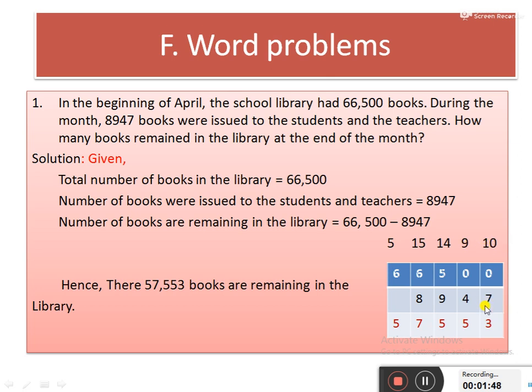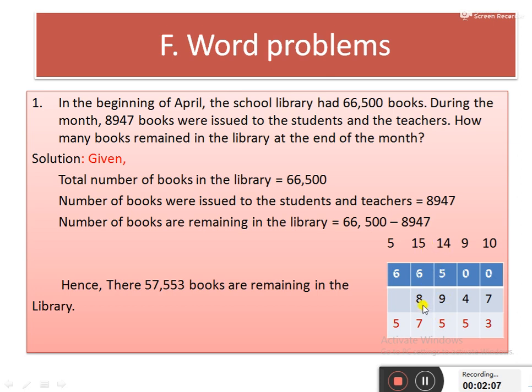10 minus 7 is equal to 3. 9 minus 4 is equal to 5. Here 4 is here. 9 from 4 we cannot do the subtraction. Again we can borrow from the neighbor. Here 6 is here. We can borrow 1 tens. So 4 will become 14. Here 5 is here. 14 minus 9 is equal to 5.